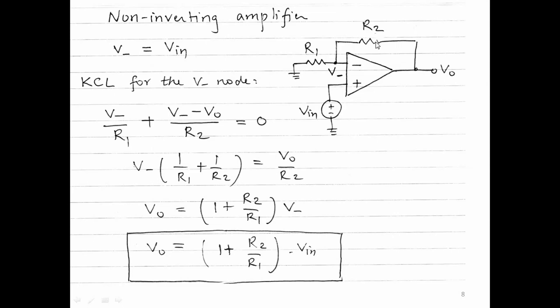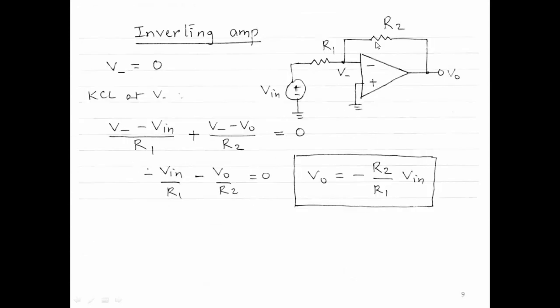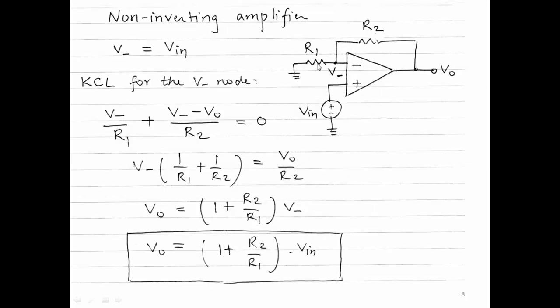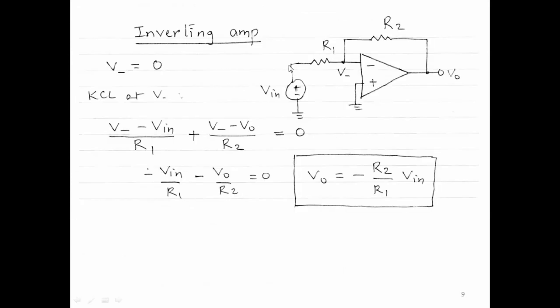Okay, so let's look at a couple more op-amp circuits. Here is a circuit where the input is applied to R1. In the earlier circuit, the input was applied to the positive terminal and R1 was grounded. Here we are applying the input to R1 and the positive terminal is grounded. Now we make the same assumptions. We say the current going into the op-amp is 0. V minus is equal to V plus.